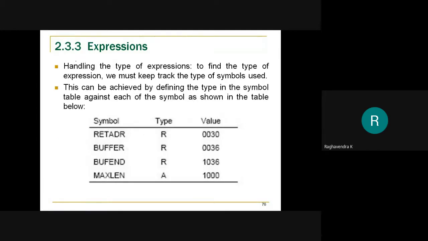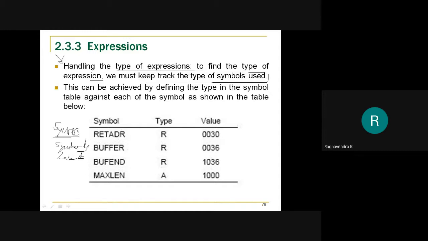Now, when it comes to handling the expression, how does the assembler know that this is an absolute expression and this is a relative expression? It needs to keep track of the symbols that are defined. So to find the type of expression, we'll keep track of the type of symbols that are being used. Here is a snapshot of the symbol table. Remember that the symbol table is used to store all the symbols or labels that are defined in your program.